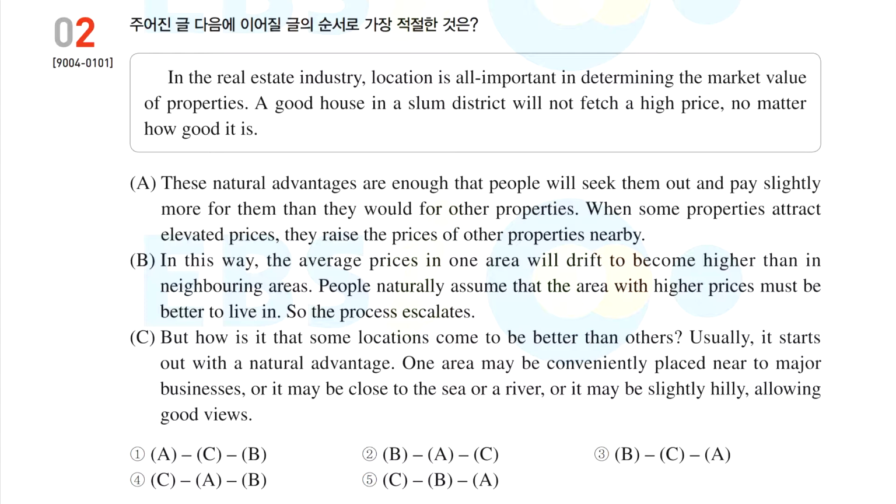These natural advantages are enough that people will seek them out and pay slightly more for them than they would for other properties. When some properties attract elevated prices, they raise the prices of other properties nearby. In this way, the average prices in one area will drift to become higher than in neighboring areas. People naturally assume that the area with higher prices must be better to live in, so the process escalates.